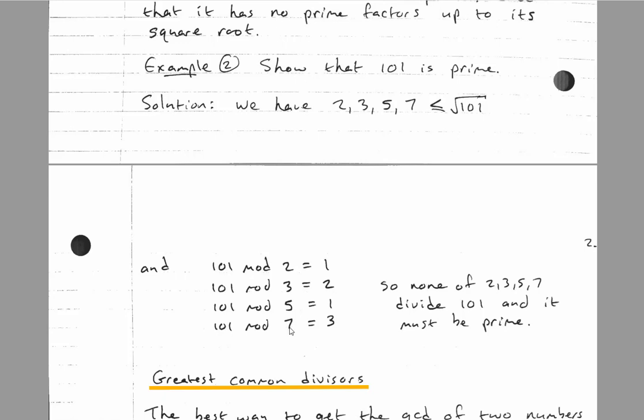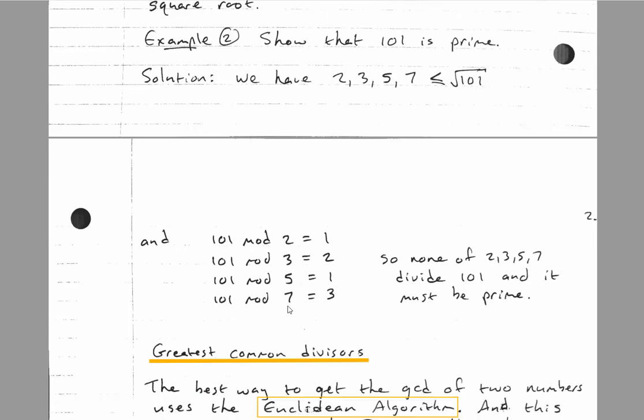5 is not a factor. 7: 7 goes into 10 once, 3 left over. 7 into 31 goes 4 times, remainder 3. So 7 is not a factor of 101. That shows that 101 has to be a prime. And we don't need to check the next number 11. If 11 was a factor, then there'd have to be a smaller factor as well.